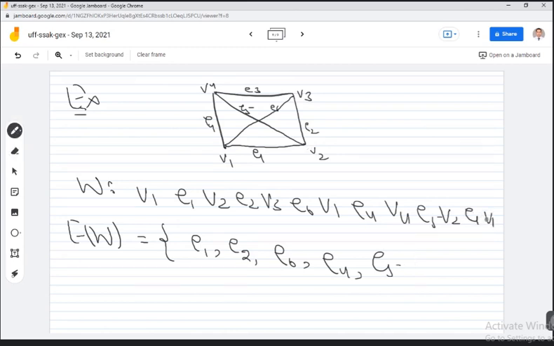This is E1 and V1, and again E1. Okay, wait. In this case, it does not work. From where have we started? V1. So we come to where we reached V1: V1, E1, V2, E2, V3, E6, V1, E4, V4, E5, V2. Okay, only V2 here.